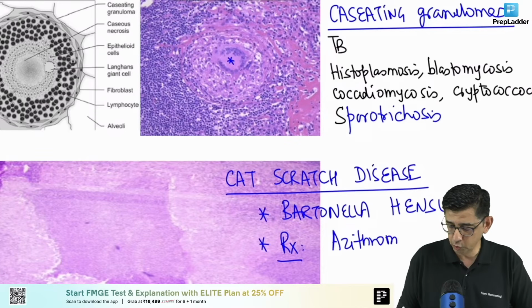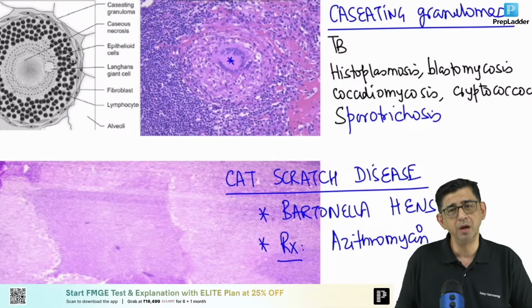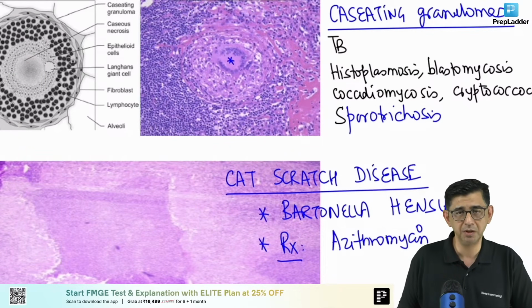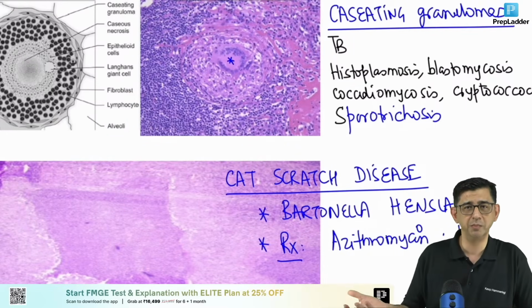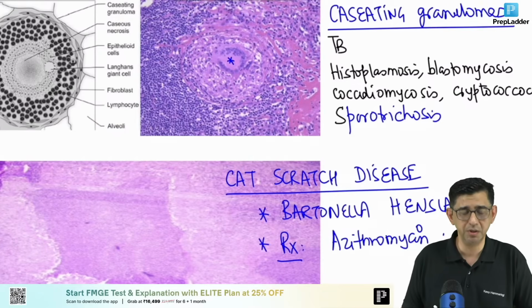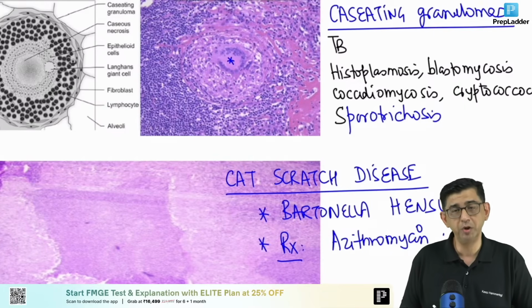So usually, if it's a small lesion, it may resolve on its own, the immunity part, but otherwise azithromycin can be given, or even doxycycline might be required in some patients. But in immunocompetent patients, I'm writing about immunocompetent patients, like a healthy person like you and me playing with a cat, it is azithromycin that would be used in the patient.